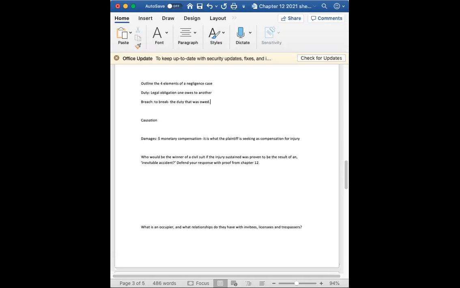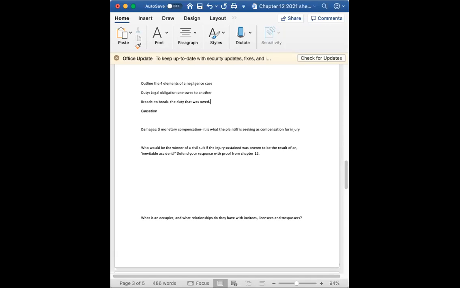And again, a classic example, if we use vehicles, like I was saying before, if I decide that I want to text while I'm driving, or I decide that I want to speed, or I decide to do unsafe weaving in and out of traffic, or I decide I want to run a red light, any and all of those actions could be considered a breach of duty. Now, here's the next question.